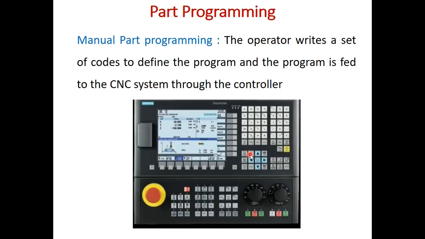So in CNC programming there are two types of program. One is called manual part programming. In this manual part programming, the operator writes a set of codes to define the program, and then the program is fed to the CNC controller.